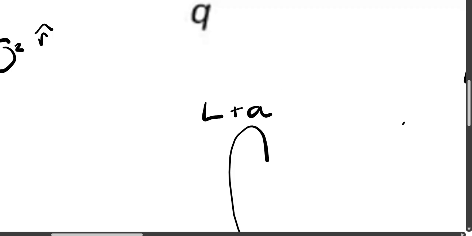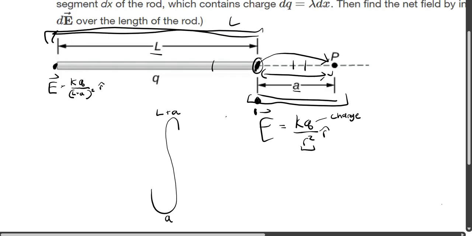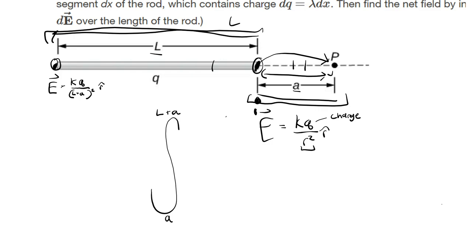Why? Because if the integral is saying, okay, we're contributing a bunch of pieces of charges that are contributing an electric field to P, well, the very last piece of that is going to be right here at the end of this line, okay?